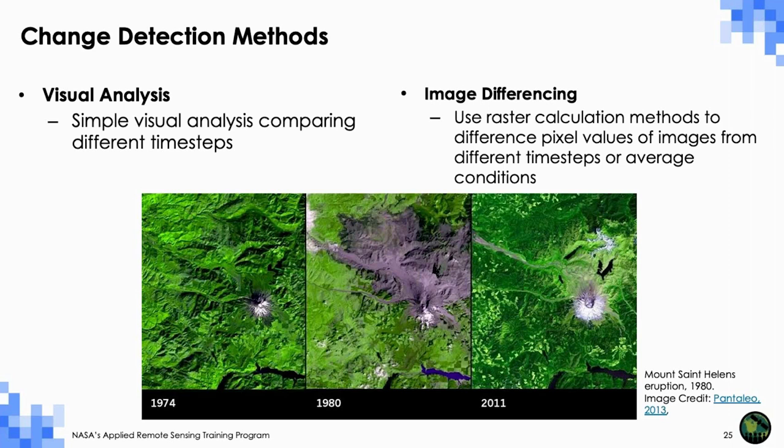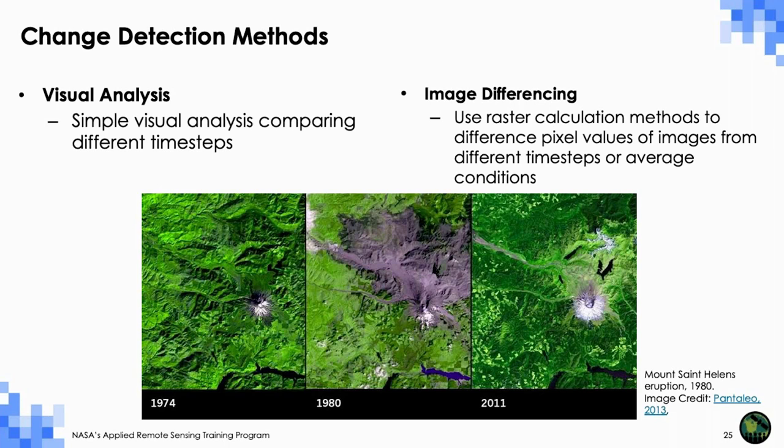So there are many ways to detect change in imagery, but for our purposes today, we'll only be looking at two of these methods. The first is visual analysis, which is a pretty simple process of comparing satellite imagery at different time steps. A rather extreme example of this here on the slide is an abrupt landscape disturbance like the Mount St. Helens eruption that you can see here in the time series displayed. And these types of changes are often obvious enough to be delineated purely by looking at, say, something like true color imagery.